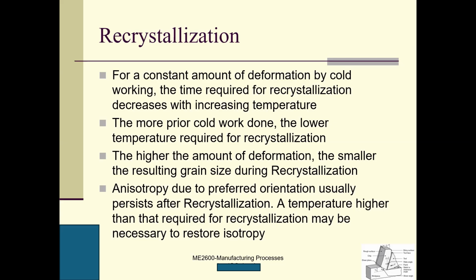And anisotropy means not isotropic. Anisotropy is due to preferred orientation. Usually after recrystallization, a temperature higher than that required for recrystallization may be necessary to restore isotropy. Isotropy means that the mechanical properties are identical in all directions. Anisotropy means that the mechanical properties in different directions at a given point are not identical.